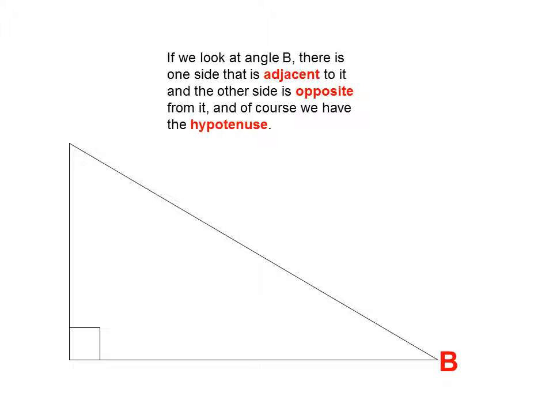In this triangle, if we look at the angle B, there is one side that is adjacent to it and the other side is opposite from it. And of course we have the hypotenuse.